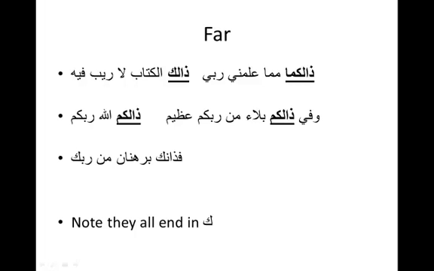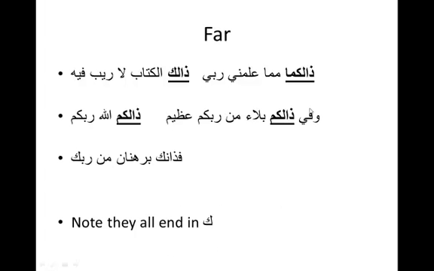The far ones now. Again, this is the confusing one with ذَلِكُمَا and ذَلِكُمْ. So I have a couple of those examples. First is simple. ذَلِكَ الْكِتَابُ لَا رَيْبَ فِيهِ, the one that we're all familiar with. That book, there is no doubt in it. ذَلِكُمَا مِمَّا عَلَّمَنِي رَبِّي, that is from what my Rabb taught me.